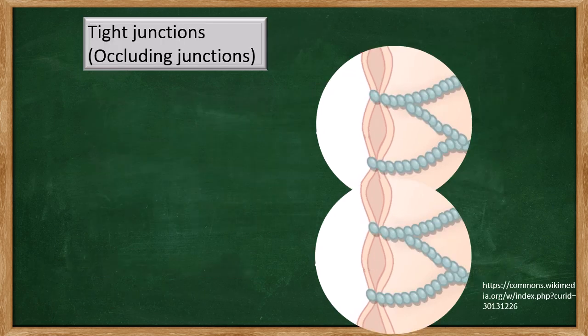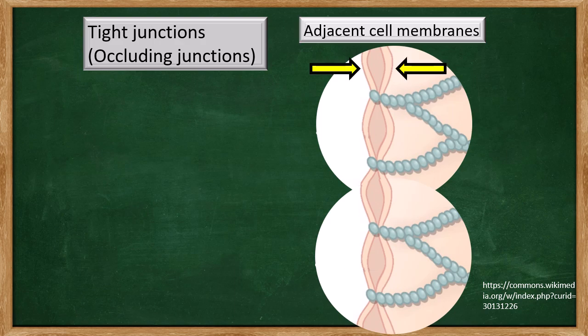Now let's see how exactly these tight junctions are designed. Basically, at the tight junctions, the adjacent cell membranes of the two adjacent cells are virtually plastered or touching each other, and sealing this junction like a welding system are a group of proteins known as transmembrane proteins.